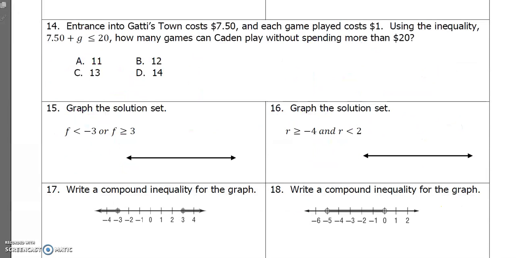Okay, number 14 says, entrance into Gaddiestown costs $7.50, and each game played costs $1. Using the inequality 7.50 plus G is less than or equal to 20, how many games can Caden play without spending more than $20? So basically they are telling us here's the $7.50 to get in, plus $1 for every game, and of course we cannot spend more than the $20. So if I try to solve for the G, that means I'm going to subtract my $7.50 from both sides.